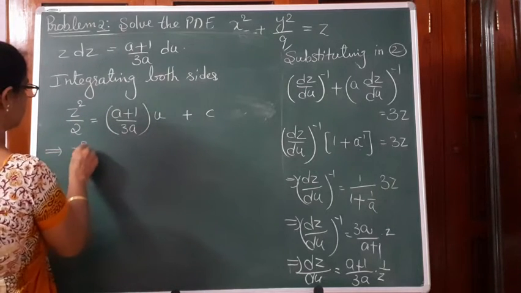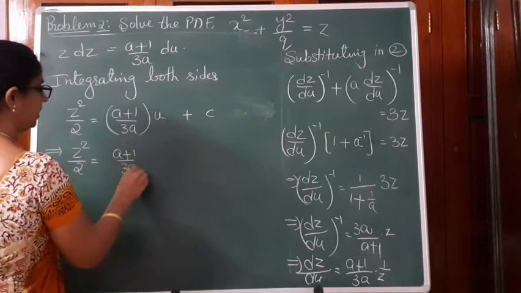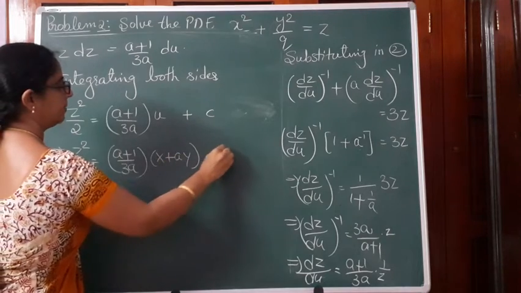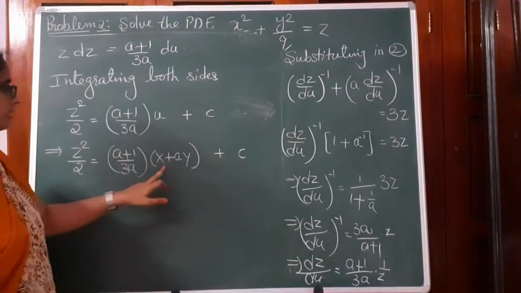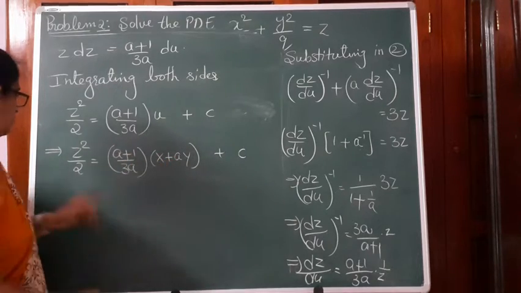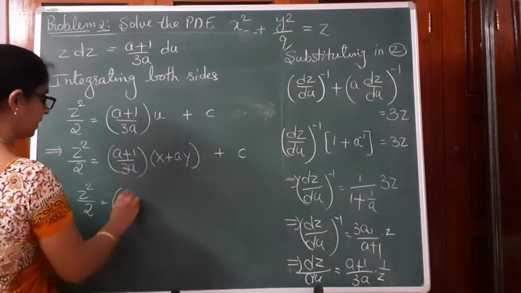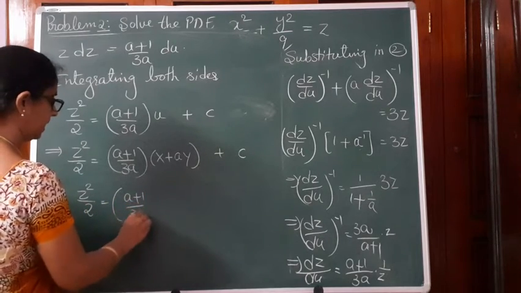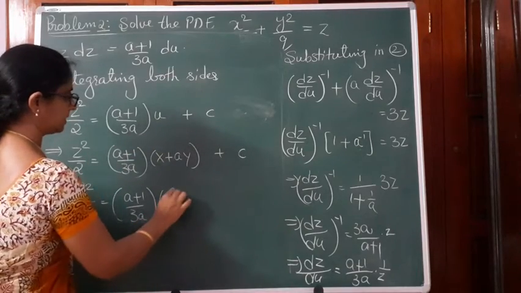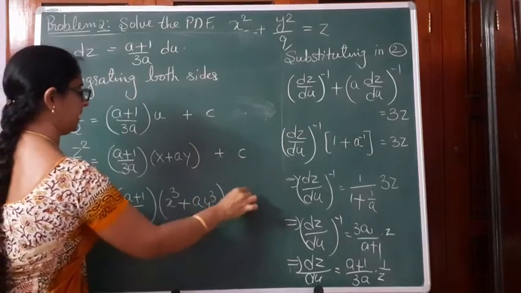This implies z square by 2 is equal to (a plus 1) by 3a into u, which is capital X plus a into capital Y, plus c. Now finally substitute what is capital X and capital Y. Resubstitution. So we get z square by 2 is equal to (a plus 1) by 3a into capital X, which according to our substitution is x cube, plus a into capital Y, which is y cube, plus c.